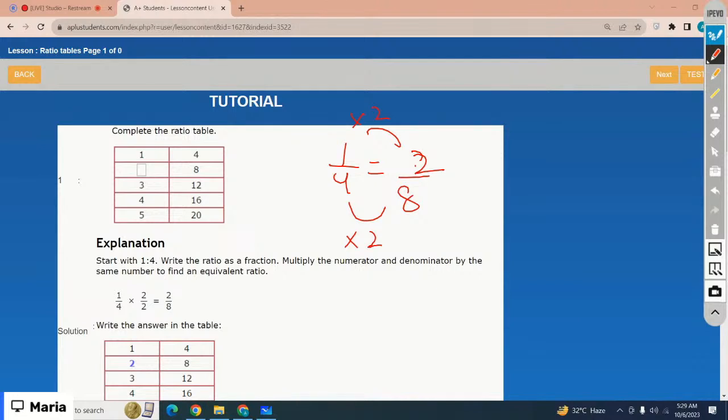Basically, they all are equivalent ratios: 1 by 4, 2 by 8, 3 by 12, 4 by 16, and 5 by 20. They all are equivalent ratios. Got it? Let's start with the practice questions.